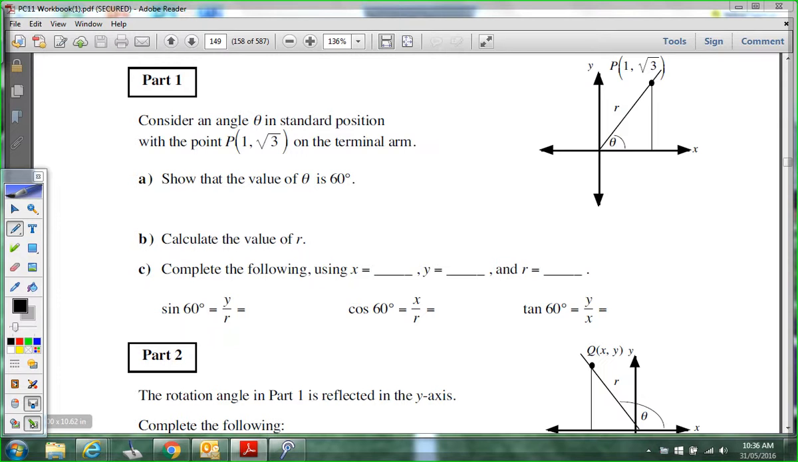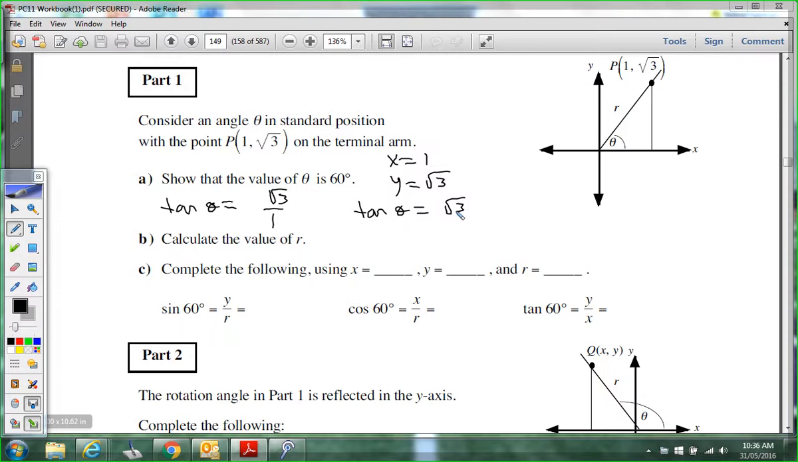So what we know is that x is 1, y is root 3. If you just have x and y, what trig ratio do we have enough to use? Tan, good, we can use tangent. We can use y over x. So tan theta equals root 3 over 1, well, that's just root 3. Tan theta equals root 3.